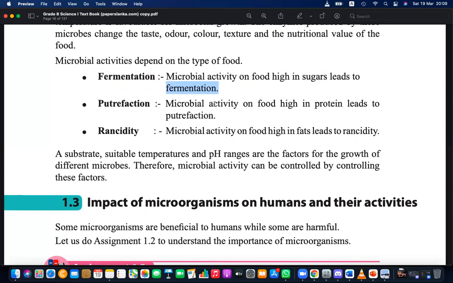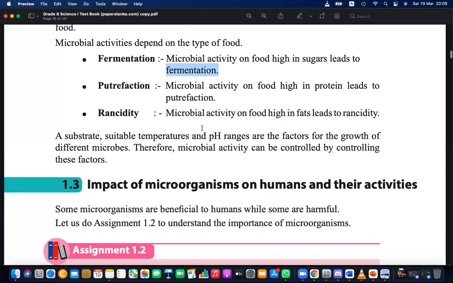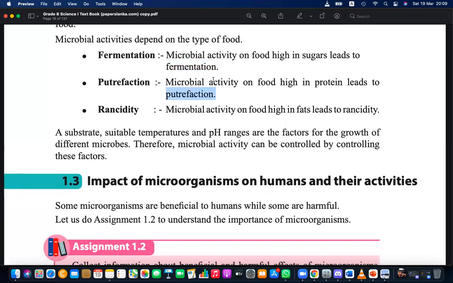In putrefaction, microbial activity on food high in protein leads to putrefaction. In Sinhala we call it puti bhavane, or narak veema. This mainly happens in high protein foods like flesh and meat.